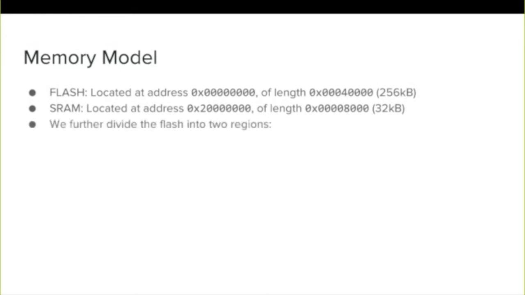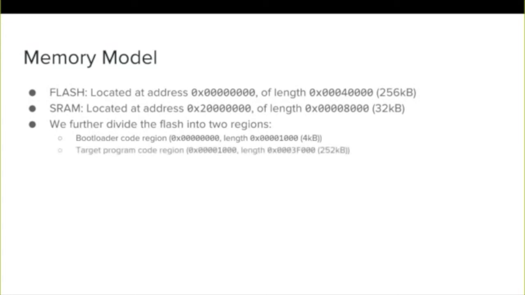We're going to divide our flash into what are called regions. The bootloader code region begins at address 0 and goes to 1,000 hex, which is 4 kilobytes. The other part is the target program code region, which starts at 1,000 hex and is of length 3F000. So this is the remaining length in that region. 252 kilobytes is available for our target program, and 4 kilobytes is reserved for the code that constitutes the bootloader.